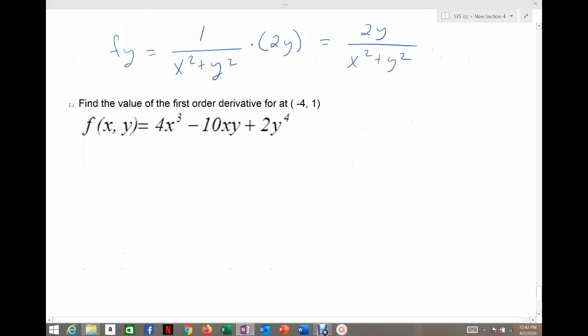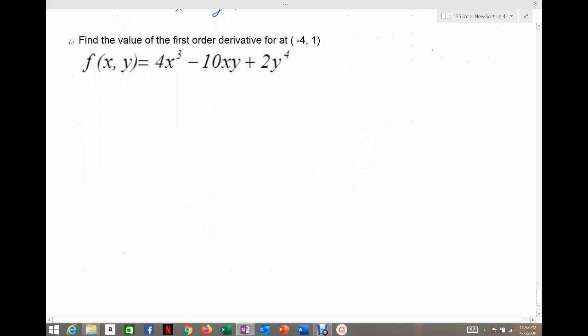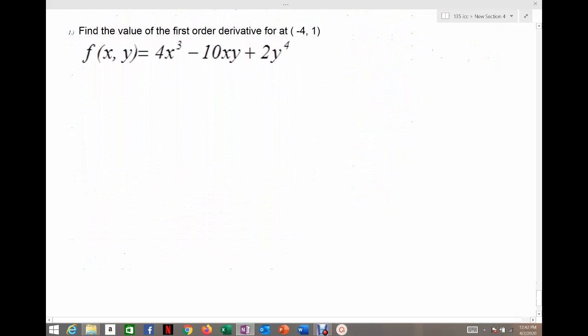Alright, so the last part of this note is find the value of the first order derivative at the given point. So f sub x at, and I think this is what's in your notes, f sub x at negative 4, 1. And f sub y at negative 4, 1, which means I'm going to find my first order derivative and then plug that function into it. And what you're going to see is I am going to get two different rates of change. My function changes differently in the x direction than it does in the y direction. Alright, so we'll start with x.